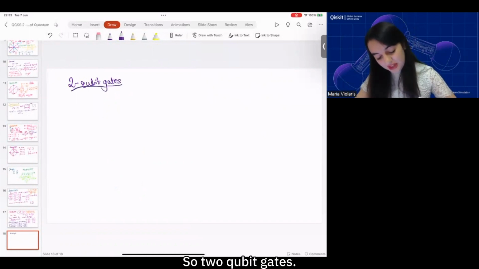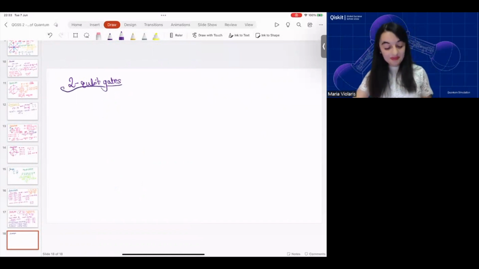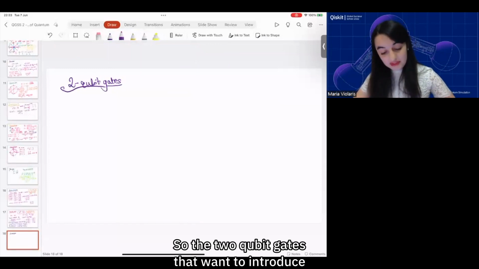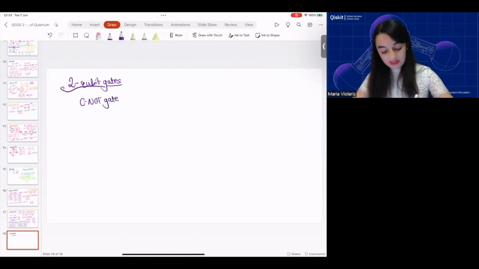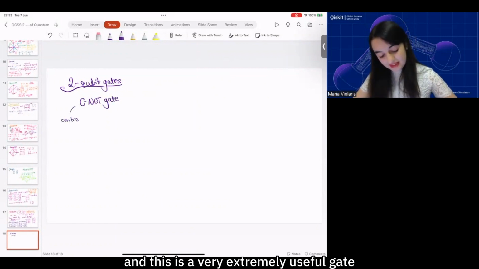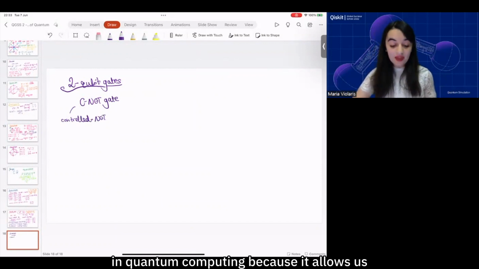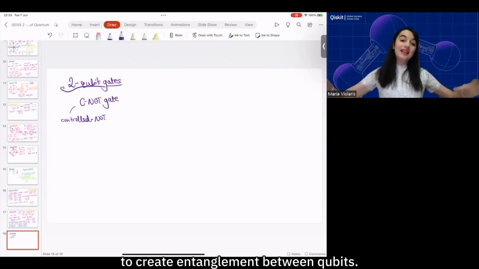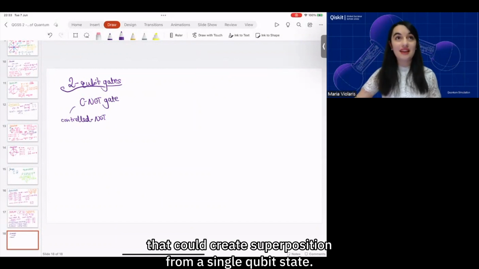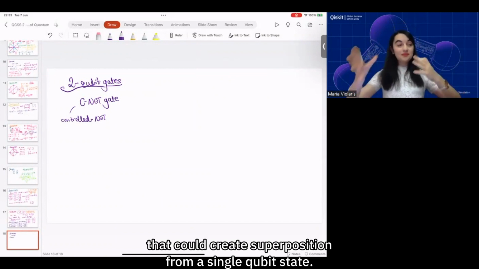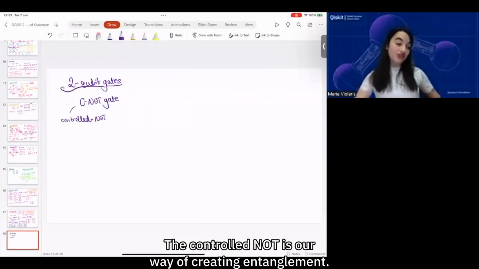So 2-qubit gates. The 2-qubit gate that I want to introduce is the CNOT gate, the controlled NOT gate, this is called. And this is an extremely useful gate in quantum computing because it allows us to create entanglement between qubits. So we had Hadamard as our first gate that could create superposition from a single qubit state. The controlled NOT is our way of creating entanglement.